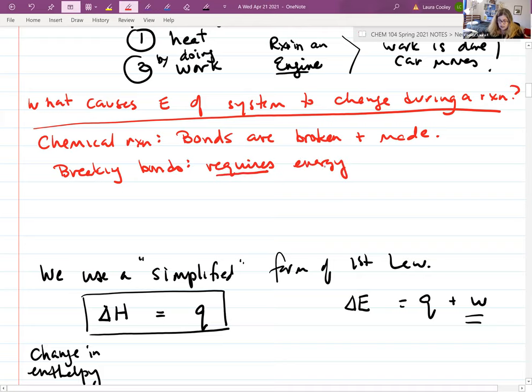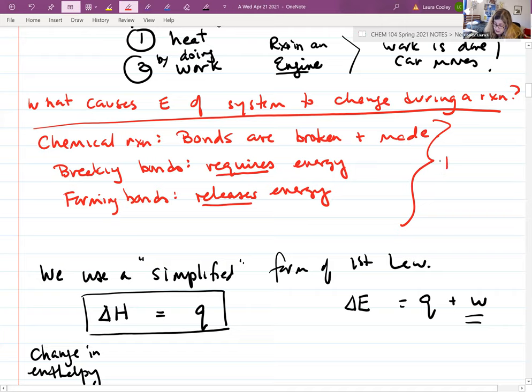Because bonds stabilize molecules. When you form bonds, it releases energy in general. There are some very important and notable exceptions to this, which I'm not going to talk about today. But anyway, breaking bonds requires energy. Forming bonds releases energy. So stronger and/or more bonds at the end of a reaction would mean the energy is lower. Fewer and/or weaker bonds would mean the energy is higher. So this results in a delta E for a reaction, okay?